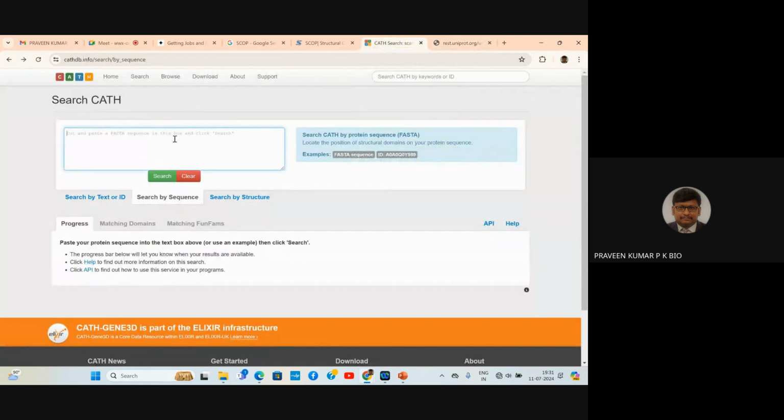Okay, now let me take you to the human insulin. I have already gone to UniProt and just copied the insulin FASTA format. I simply pasted the FASTA format of the insulin. I believe I already explained how to get a FASTA format: either go to NCBI GenPept for downloading the FASTA format or go to UniProt. I've gone to UniProt and fetched a FASTA format. Simply I pasted it in the window and clicked search.